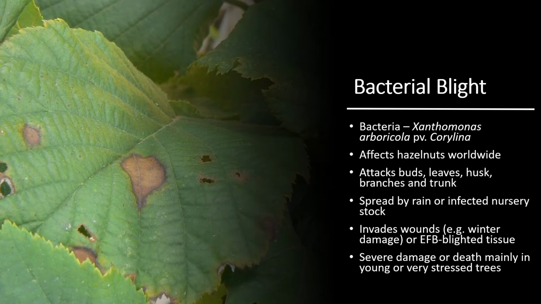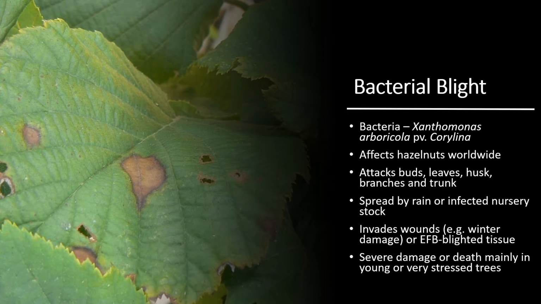Bacterial blight is the second most important pathogen affecting Ontario hazelnuts, and most growers in the province can expect to see it on their trees most seasons. It is unlike Eastern Filbert blight, which is restricted to North America, in that it does attack hazelnuts worldwide, and it can attack most parts of the hazelnut tree, including the buds, the leaves, the husk, the branches, and the trunk, although growers often notice it first on the leaves.